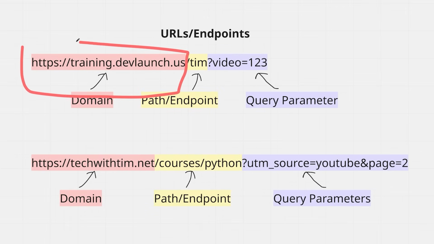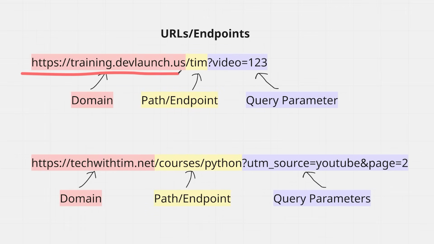Now, the first is the domain, okay? The domain is essentially the website, the base of the URL. So training.devlaunch.us, this is our domain. techwithtim.net, this is the domain. The domain will typically end in like .us or .com or .net or .ca or something along those lines.